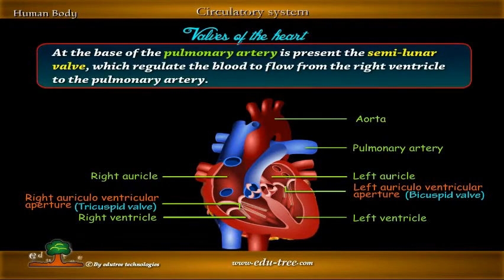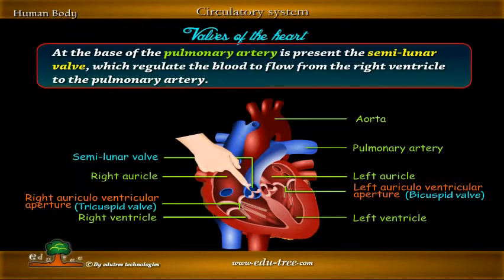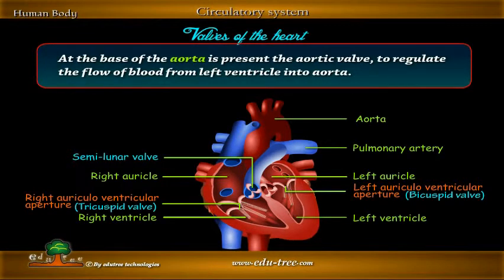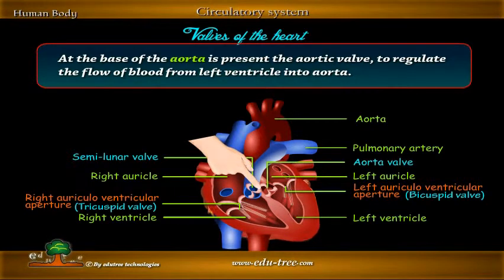At the base of the pulmonary artery is present the semilunar valve, which regulates the blood to flow from the right ventricle to the pulmonary artery. At the base of the aorta is present the aortic valve to regulate the flow of blood from left ventricle into the aorta.